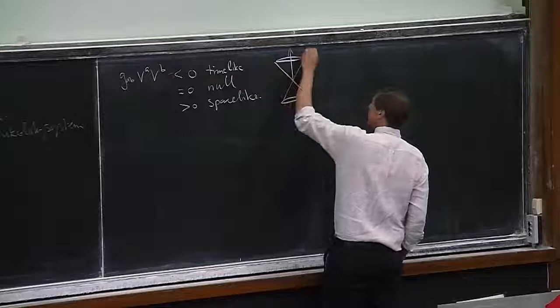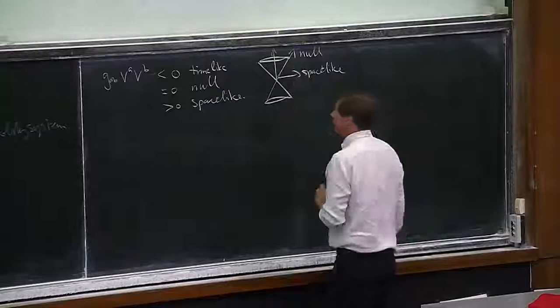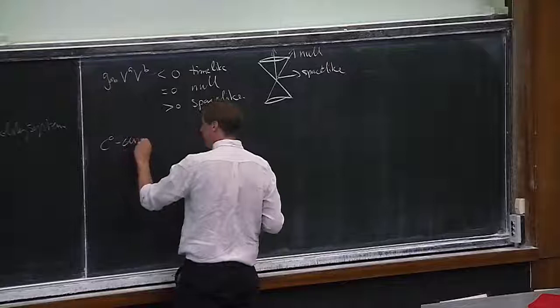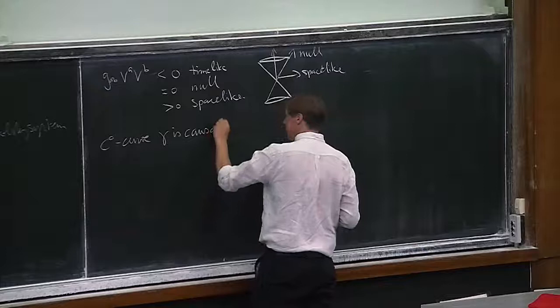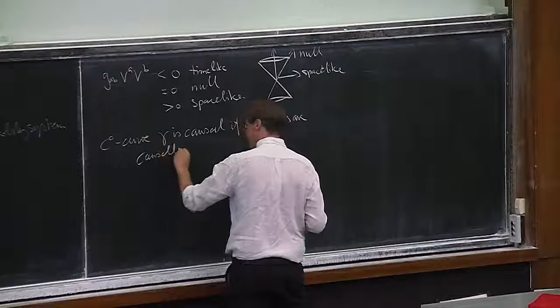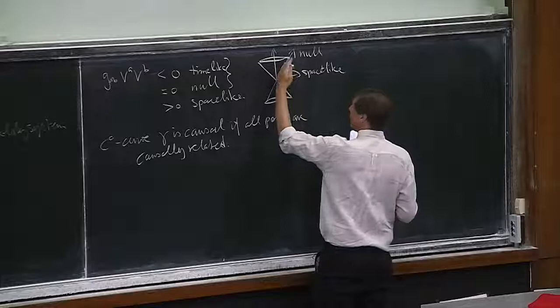So here is, and this is time-like. Okay, and now we have to introduce... So this is going to be very quick. So here, those directions are causal. So that means that anything that's inside or on the boundary of the light cone is causal.